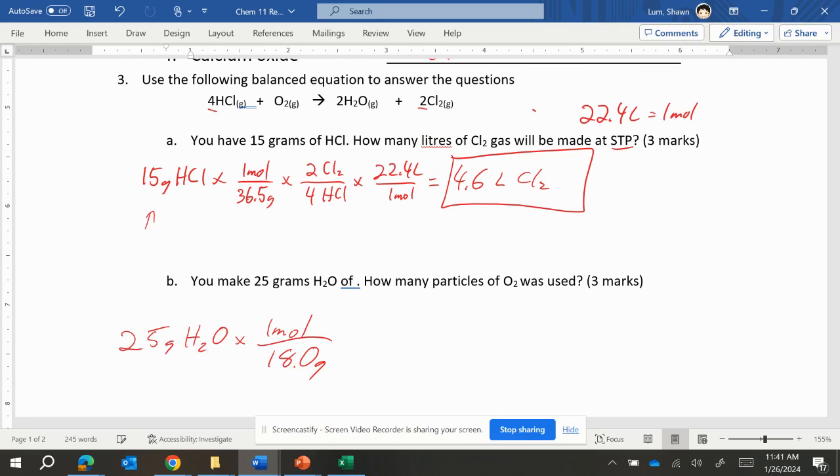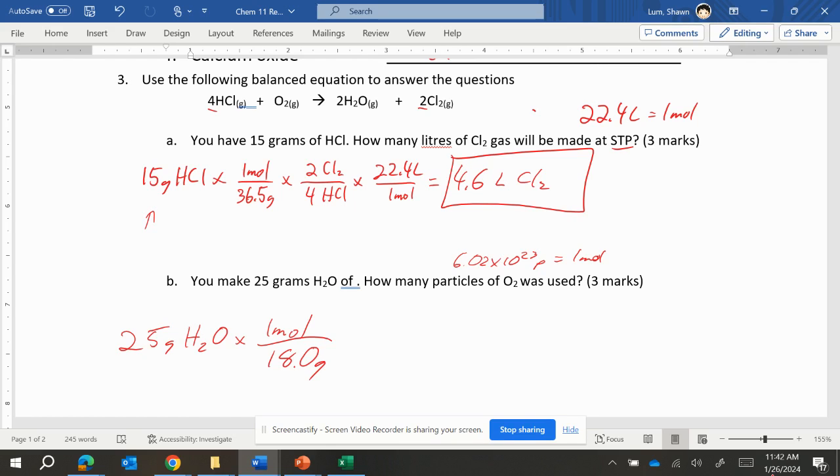18.0 grams. O is 16 and 2 H's is 1 and 1, so 18. So I have 25 grams of water, and how many particles? Remember, 6.02 times 10 to the 23 particles is equal to 1 mole.